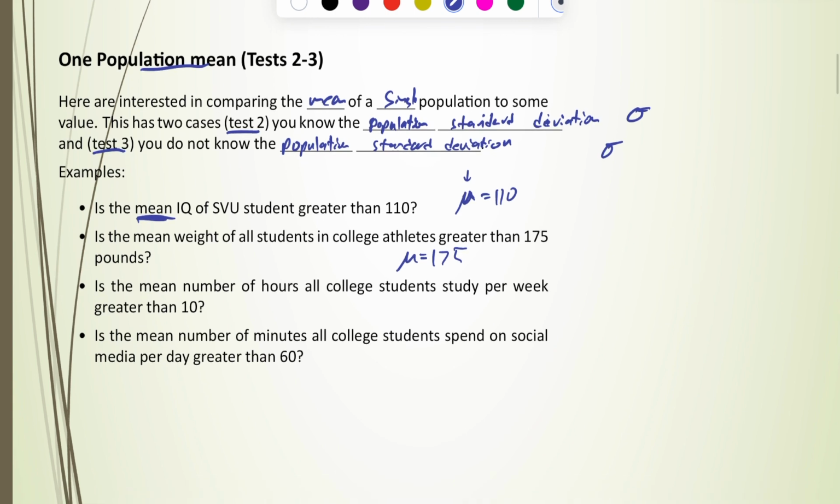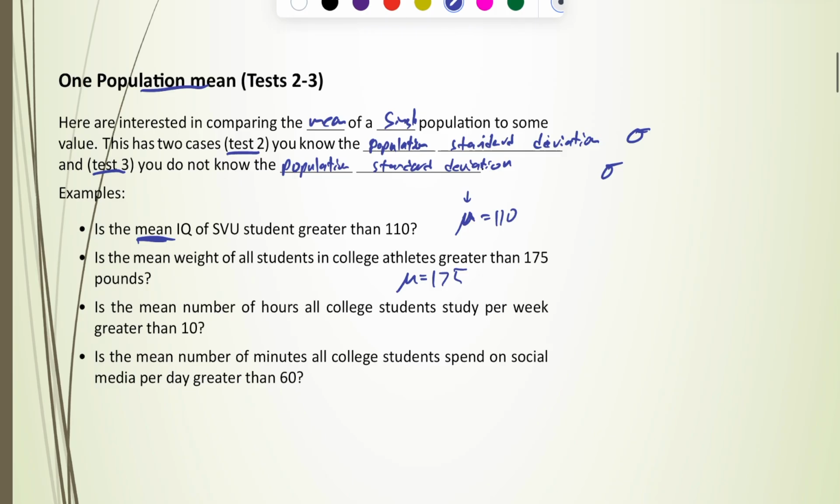Okay, now with this first one here, you may not know this, but IQ is contrived to have a population standard deviation of 15. So in this case, we do have a value for that population parameter. And so this is going to be test 2. This one here, there's no population parameter mentioned, so this one here will just be test 3, sigma not known.